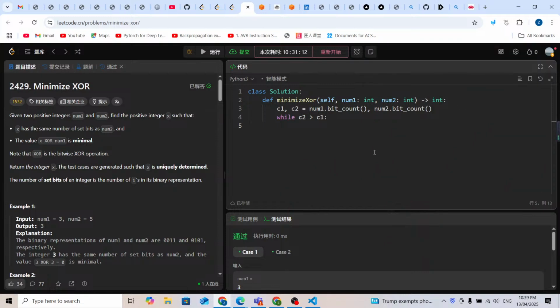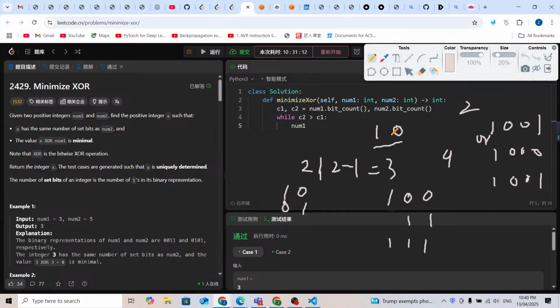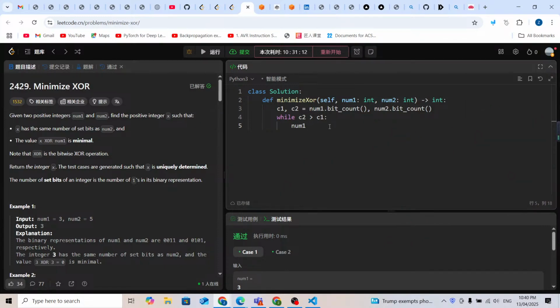Let me just try to finish the coding first, and maybe something is wrong with it, I don't know. Number 1, in this case, as C2 is more than C1, I need to set the low bit 0 to 1. I need to find the low bit 0 to 1, so I need to use the OR operation, number 1, and C2 is going to minus equal 1.